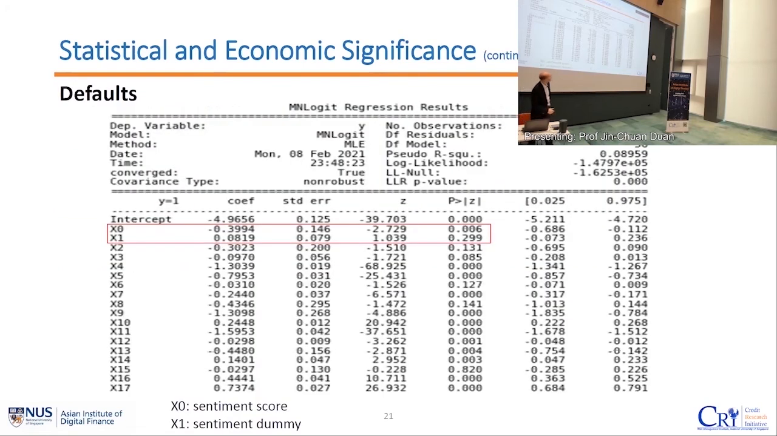Here's a result. So you can forget about the rest of them. Why are there so many x? That's our existing structure of the variable. So x0 is that sentiment score. There are a lot of missing, I give it 0. The other one, x1, is when there is a sentiment score, it's 1. Otherwise, it's 0.